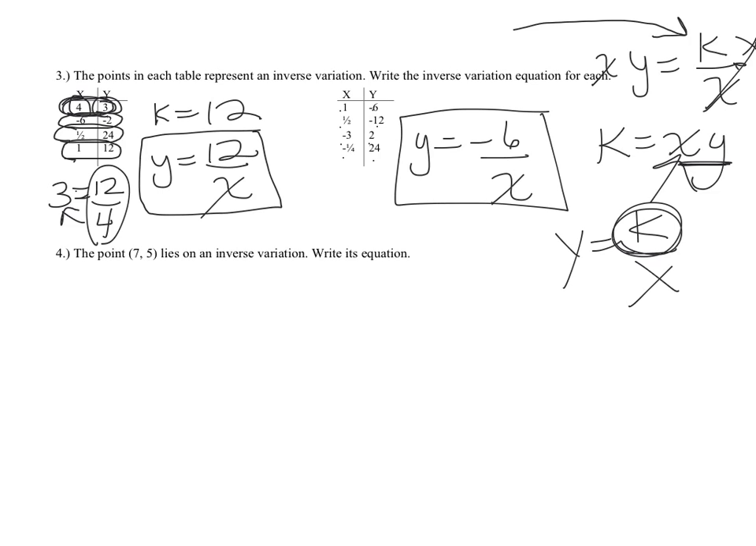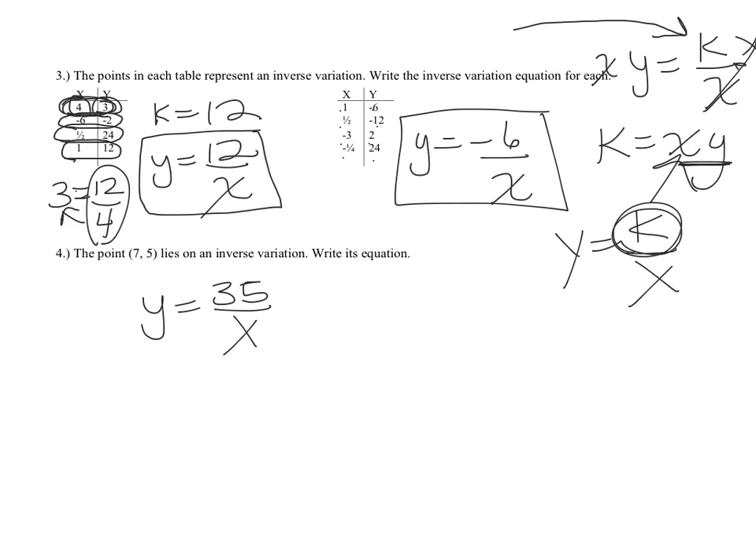Tables of inverse and direct variations will give you constants. Tables of things that are not direct or inverse variations will not give you constants. So, number 4, before you write its equation, find the constant. Write the equation. Stop the video, see if you've done it right. So you should have gotten y equals 35 over x.